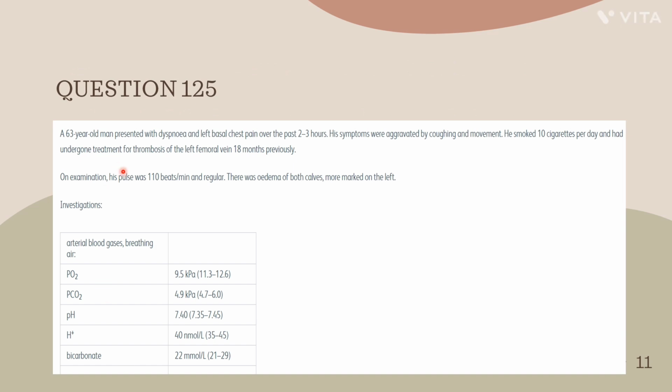Next question. A 63-year-old man presented with dyspnea and left basal chest pain over the past 2 to 3 hours. Symptoms were aggravated by coughing and movement. He smoked 10 cigarettes per day and had undergone treatment for thrombosis of left femoral vein 18 months previously. On examination, his pulse was 110 beats per minute and regular, and there was edema of both calves, more marked on the left. So, the patient has come with dyspnea, basal chest pain over 2 to 3 hours. Symptoms aggravated by coughing and movement.